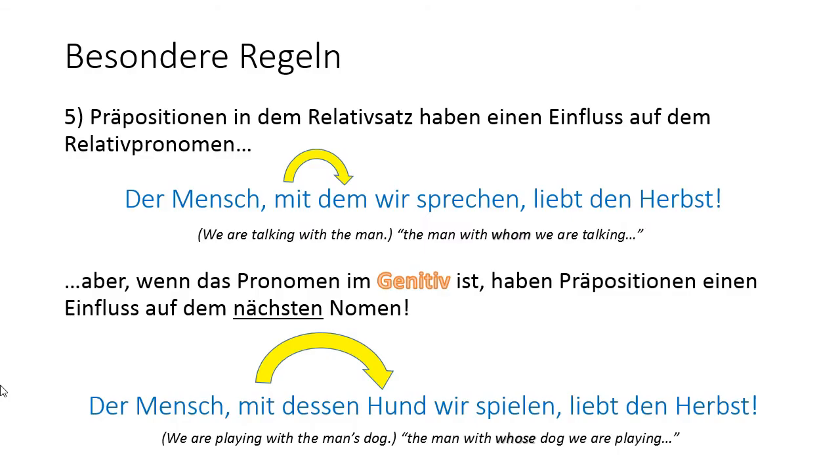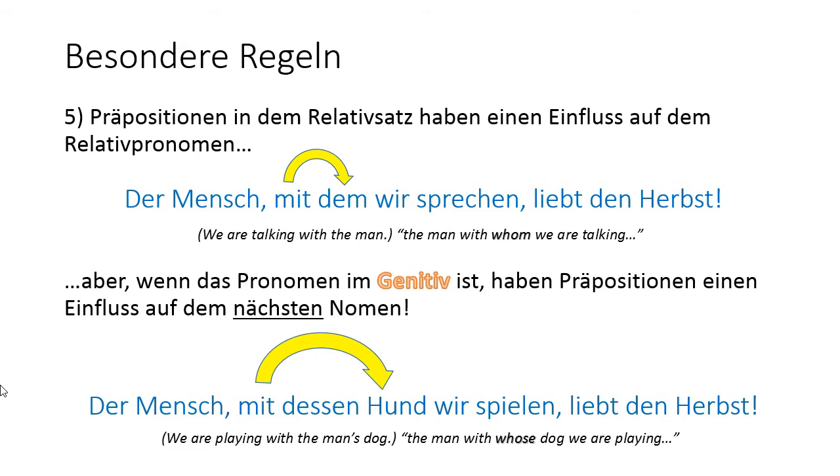So there are some special rules to keep in mind. Präpositionen haben einen Einfluss auf dem Relativpronomen. And I have here an example. Der Mensch, mit dem wir sprechen, liebt den Herbst. And we say dem here instead of another pronoun because it has to be the object of a preposition, and this preposition is dative. So we're going to choose masculine dative. It's going to be dem.